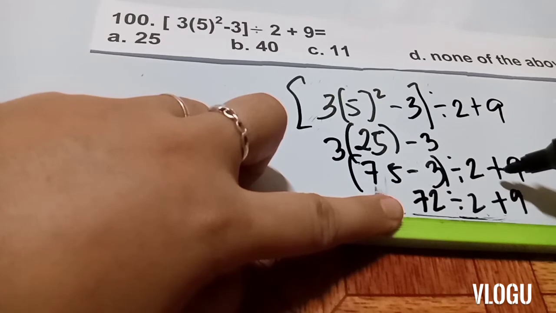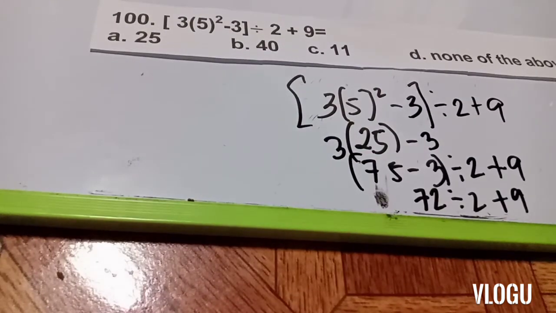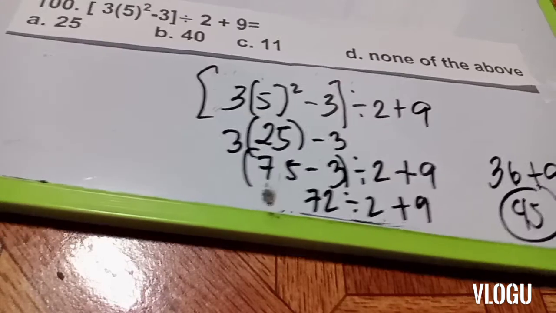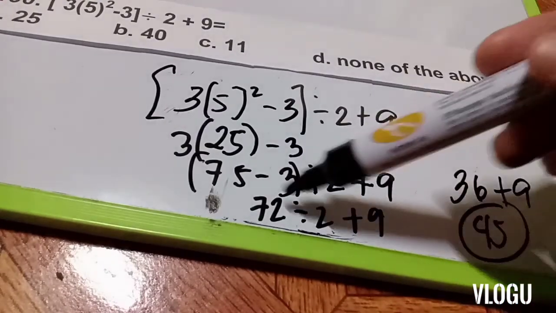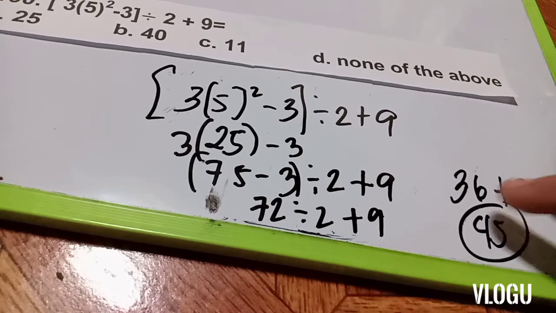So again, we need 72 divided by 2. If we divide 72 by 2, the answer is 36. So 36 plus 9 is 45. So the answer is 45. Take note, 72 divided by 2 is 36, plus 9. The answer is 45.